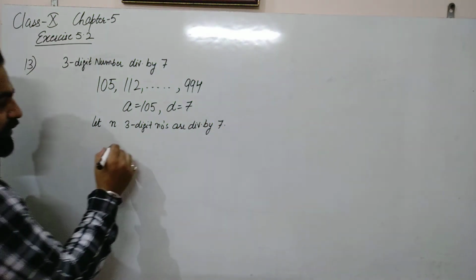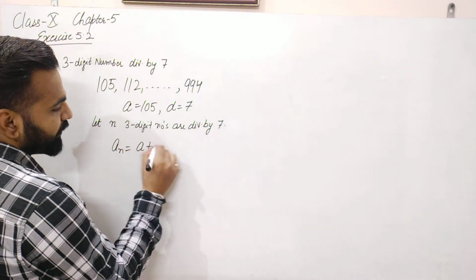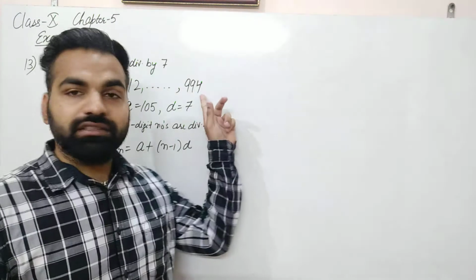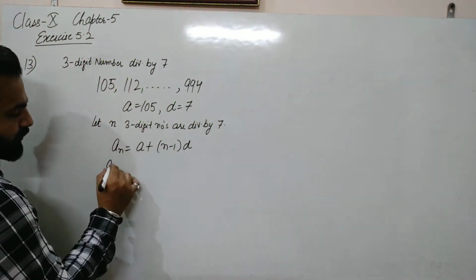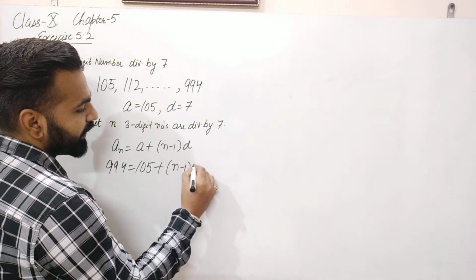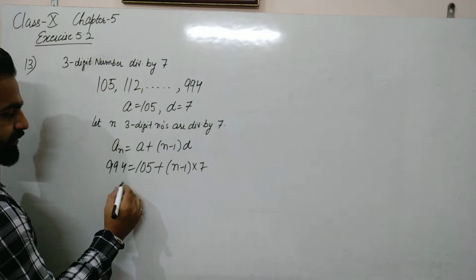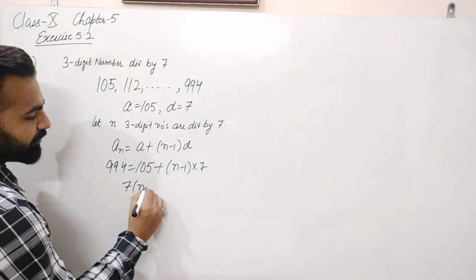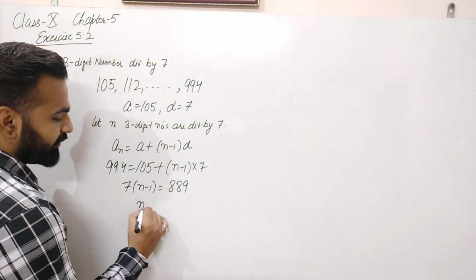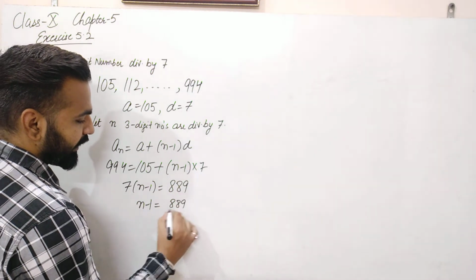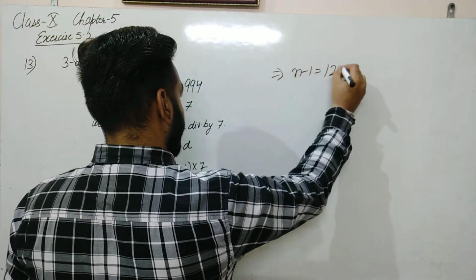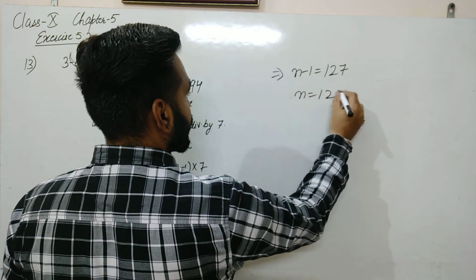So we will write the formula of an. An is equal to a plus n minus 1 into d. And what is an here? An is the last term, that is 994. A is 105 plus n minus 1 into d, which is 7. So take this on the left side. So 7 into n minus 1 will be equal to 994 minus 105, 889. N minus 1 will be 889 by 7. So n minus 1 is equal to 127. N is equal to 128.